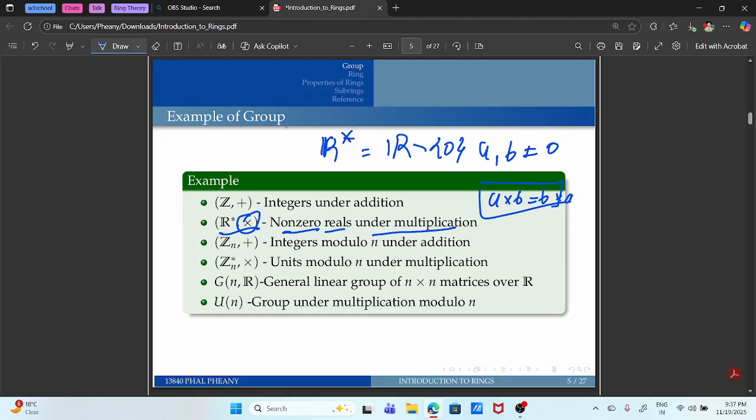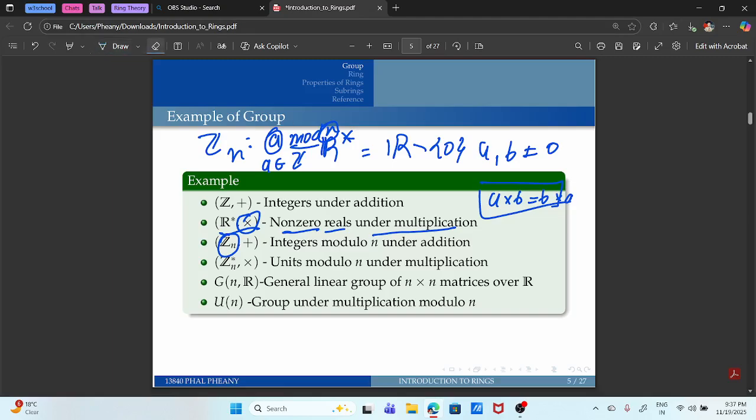Group of integers modulo n under addition. Here Zn means the integers modulo n. Suppose we have A mod n, where A belongs to Z. It is quite simple. Any element is the remainder after modulo n. The answer is the remainder after we take modulo n. Now continue with the next example.